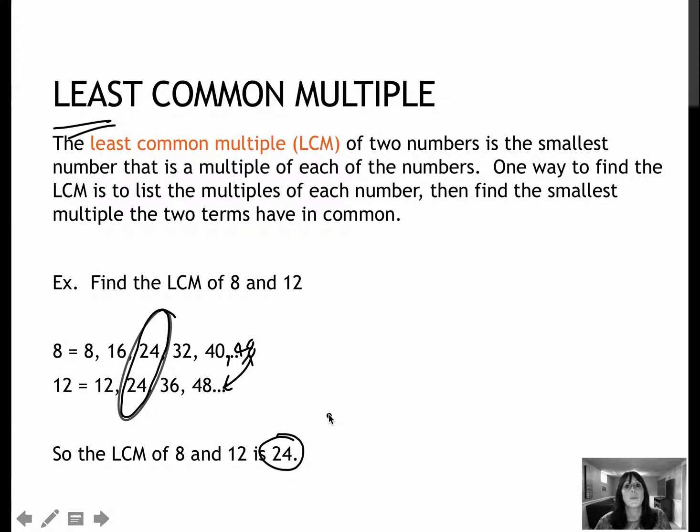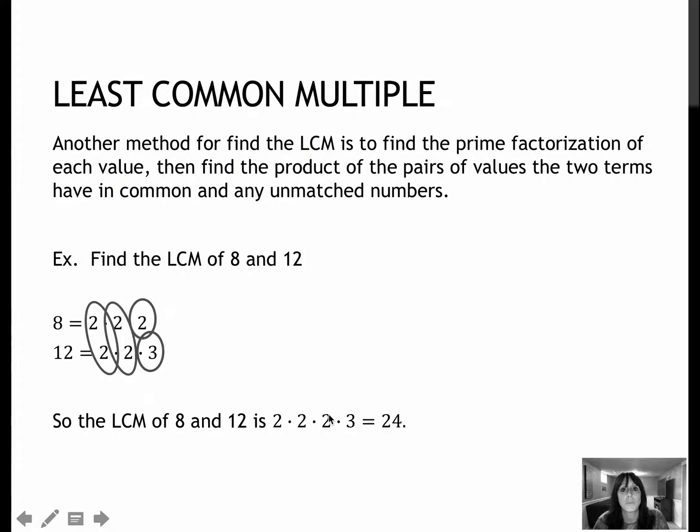24. I'm also going to show you how to do this with our prime factorization. And we have done prime factorization by making our factor trees. So if I made a factor tree for 8, it would be 2 times 2 times 2, and for 12 it would be 2 times 2 times 3. And when I do this using the prime factorization method, I'm going to multiply every pair of numbers, and then I'm also going to multiply when things are left over.